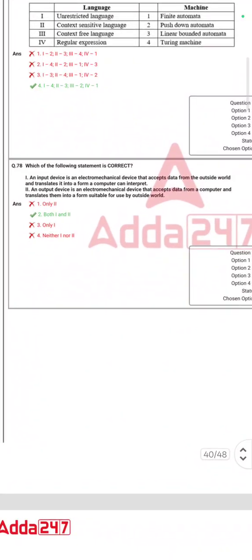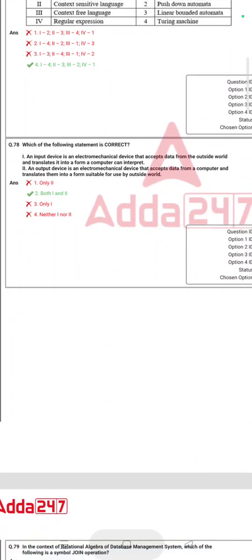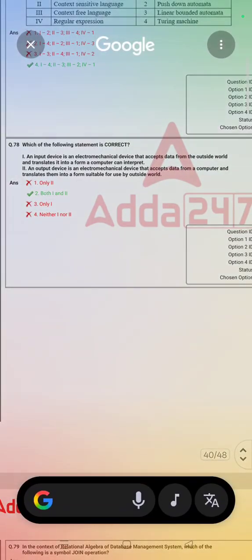Which of the following statements is correct? An input device is an electromechanical device that accepts data from the outside world and translates it into a form the computer can interpret. An output device is an electromechanical device that accepts data from a computer and translates it into a form suitable for use outside the world.